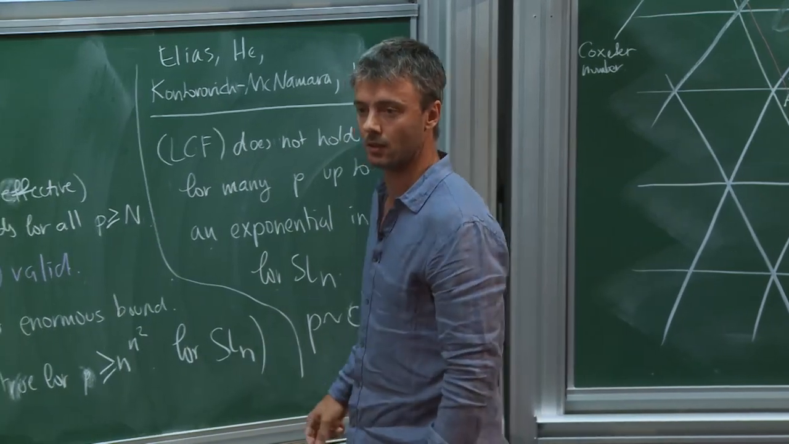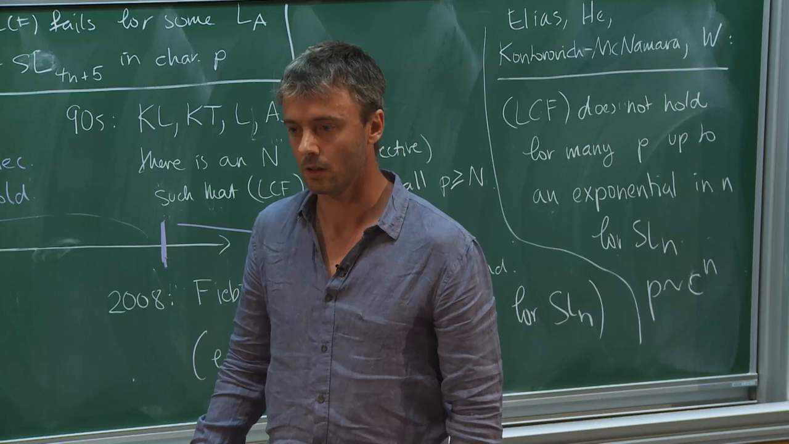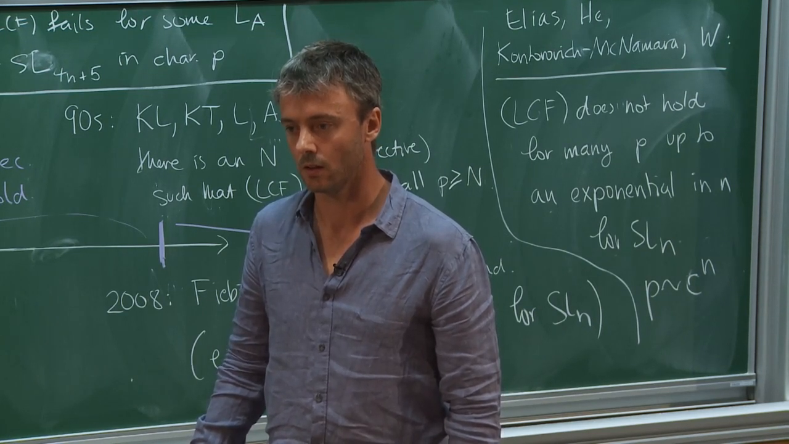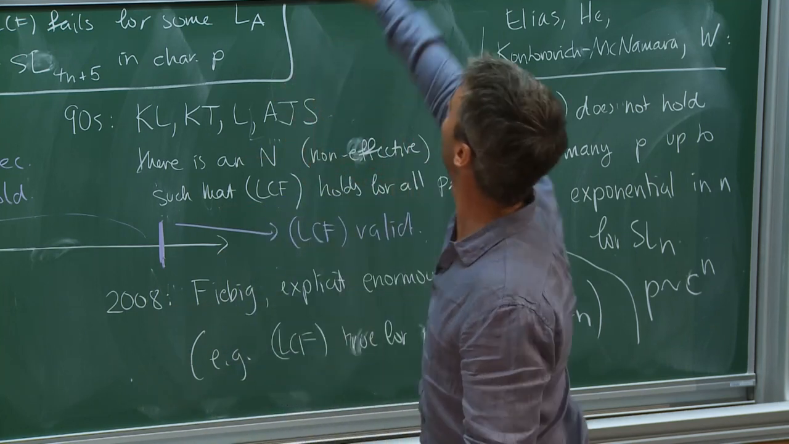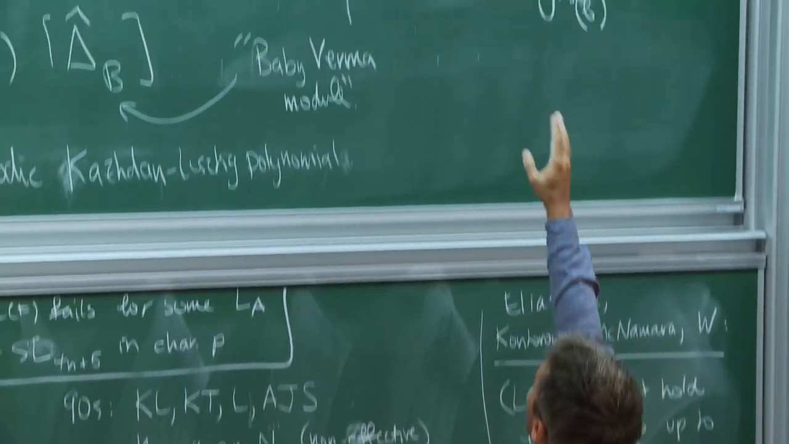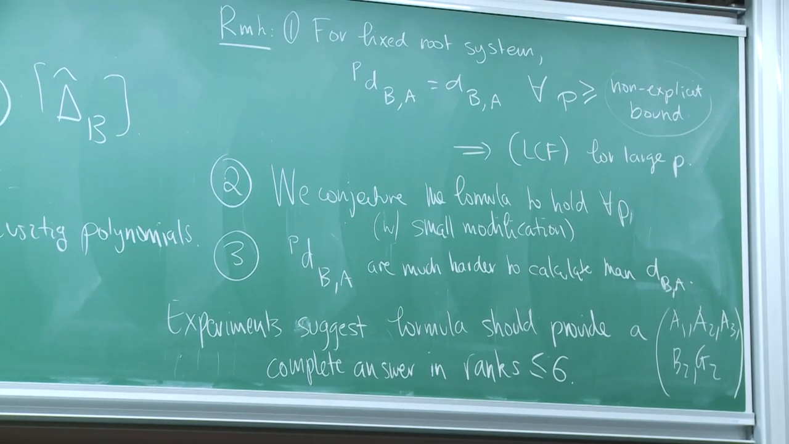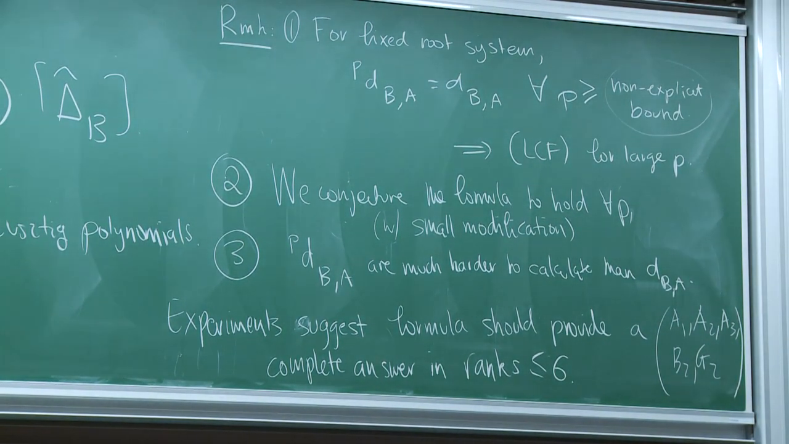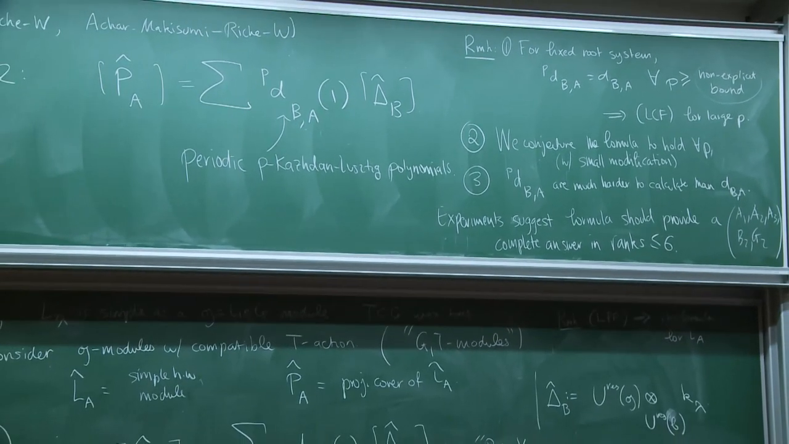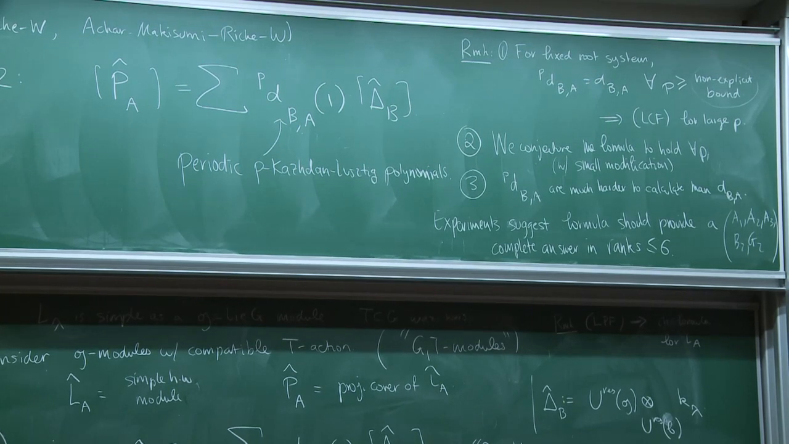Using the fact that you know this allows you to calculate the characters of the L's. I don't understand in which sense it is not... I mean, computer... I should say, experiments suggest we should be able to do the calculation of these polynomials in ranks less than or equal to 6. So you don't regard here. No, at the end of the day, I actually want to know what the character is. And that's what I'm asking about.